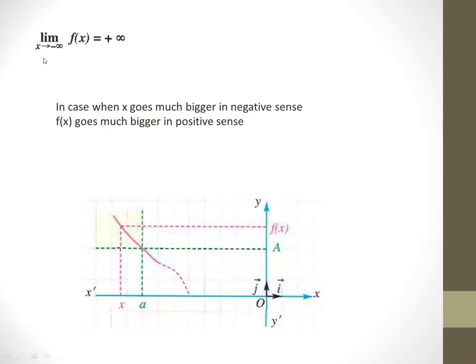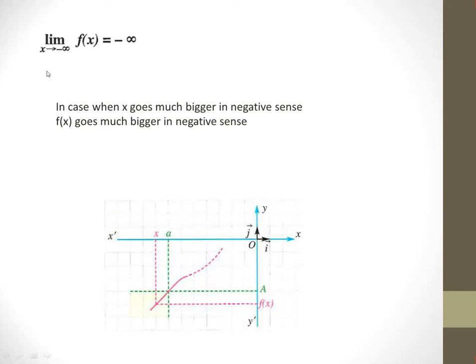The limit of f of x as x tends to minus infinity equals plus infinity. In this case, x goes much bigger in negative sense. The function or the curve goes upward in positive sense without bound. It goes to plus infinity.